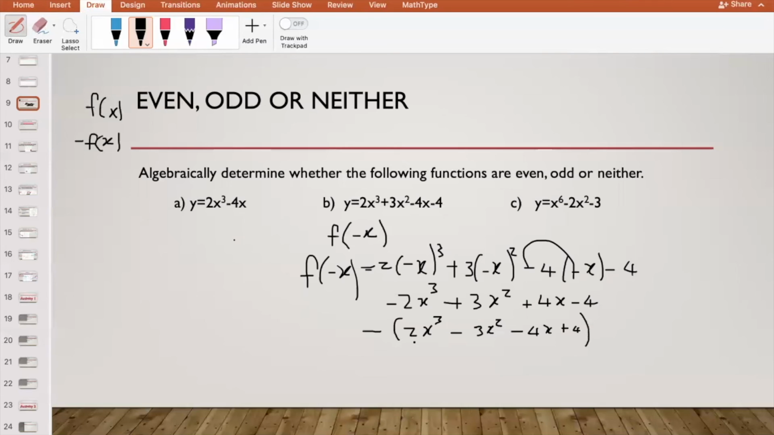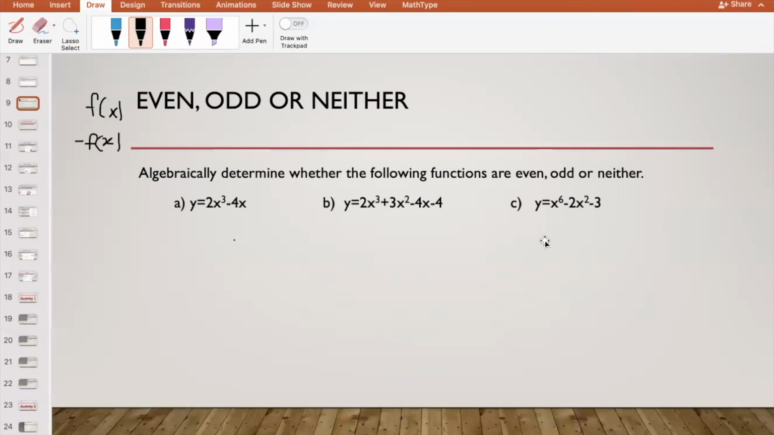Looking at this, it is still not looking like the original. When I factor out the minus sign, I have the positive 2x cubed, but this should be positive 3x squared. That's not what we have here. Also, I have plus 4 and it should be minus 4. So because after factoring out, it's not looking like the original, my answer here will be neither. So it is neither even nor odd. That's why it's neither.